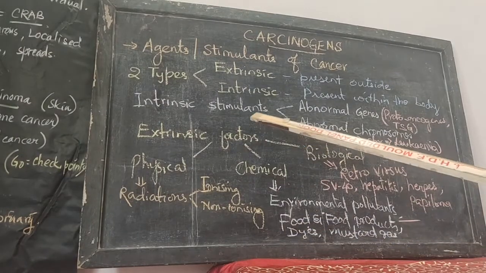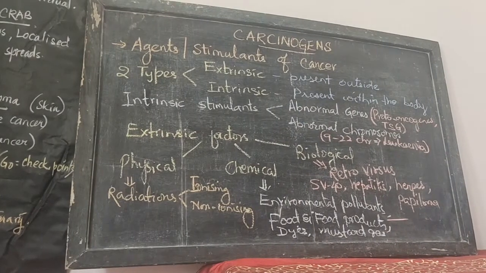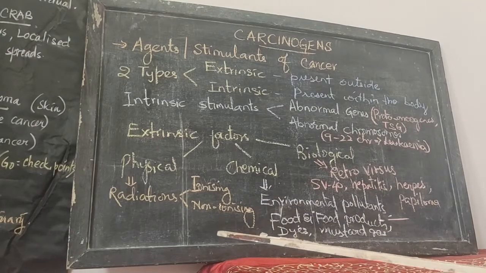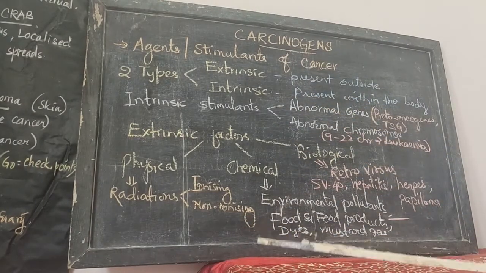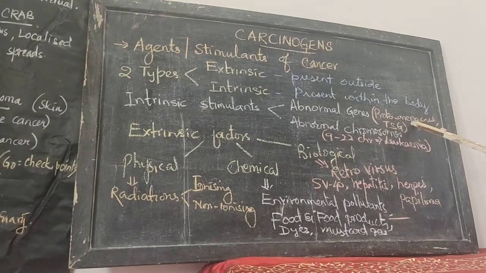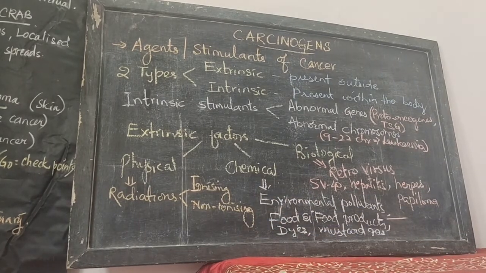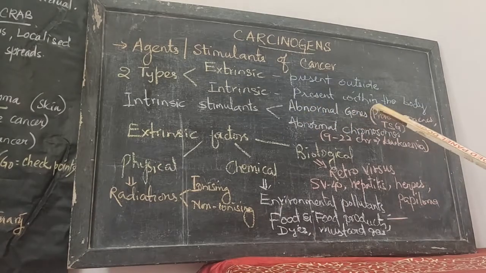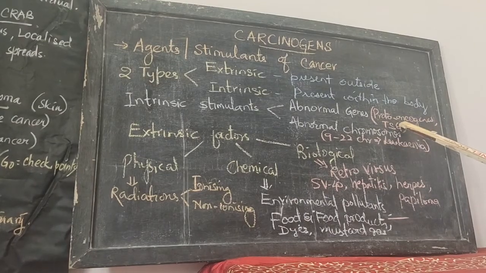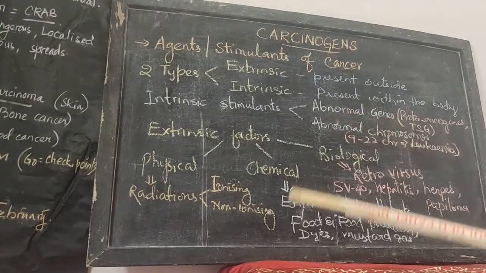There are two types of intrinsic stimulants which are present within the body of the organism. They are called abnormal genes and abnormal chromosomes. Abnormal genes: there are cancer-causing genes in all individuals which are called proto-oncogenes. When these genes undergo mutation, they induce cancer in the organisms. So they are called silent genes of cancer, which upon inducement will bring in cancer in the individuals.